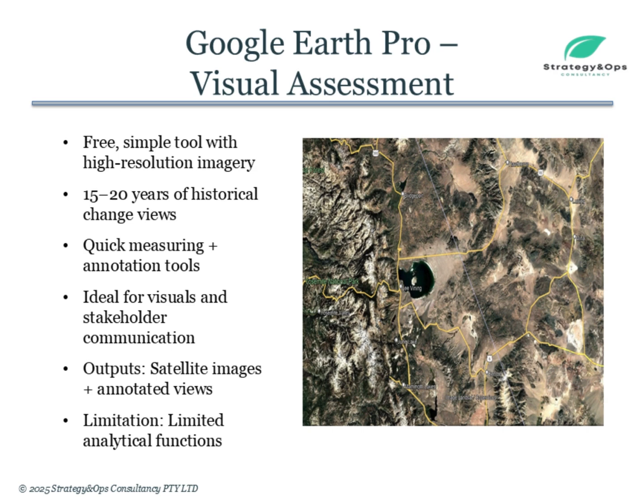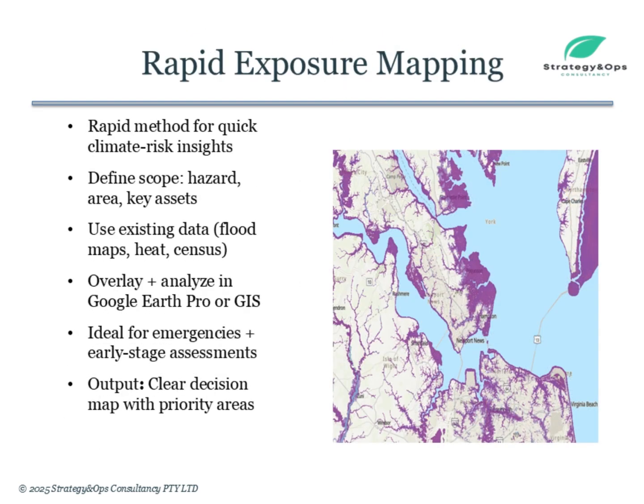This image shows dense Sierra Nevada forests giving way to arid desert basins, with steep slopes and sparse valley vegetation shaping where communities and infrastructure can operate safely. Rapid exposure mapping gives you quick, actionable intelligence when decisions can't wait for a full assessment.